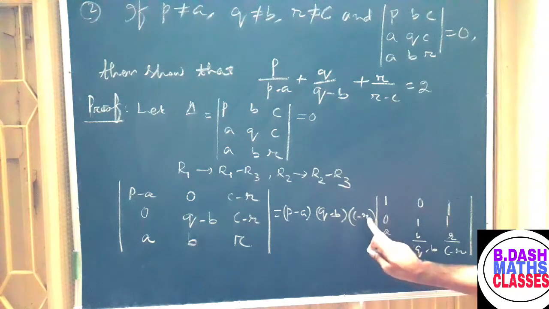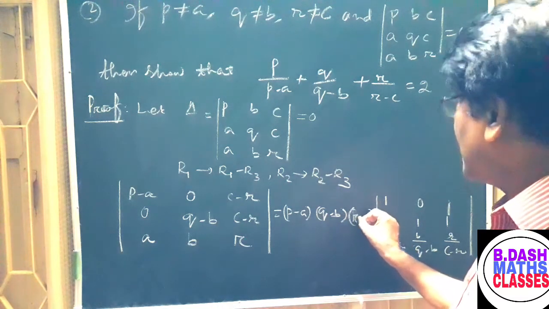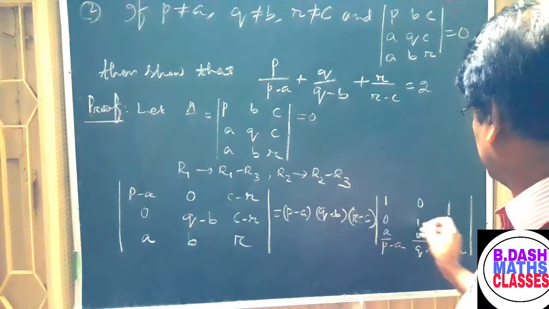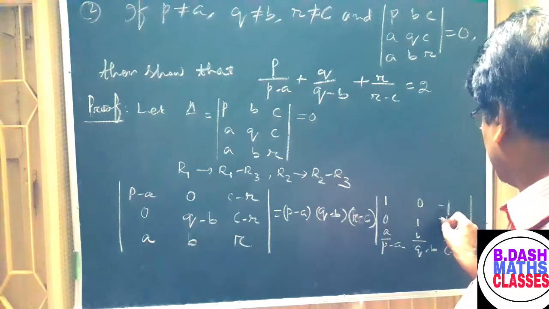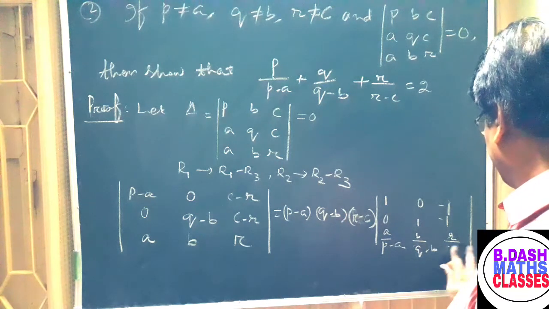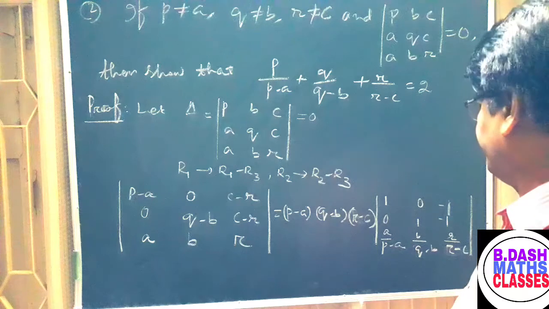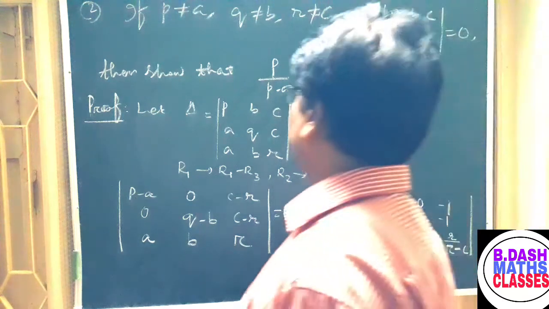Let us make a change here. Let us take r minus c common. So we get minus 1, and this will be r minus c. So we get this result.